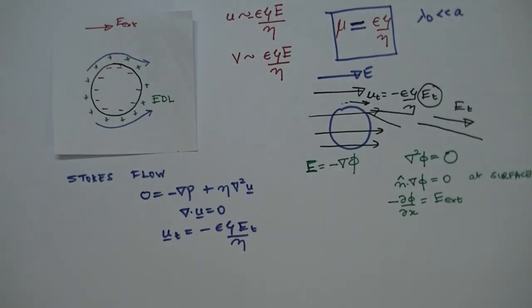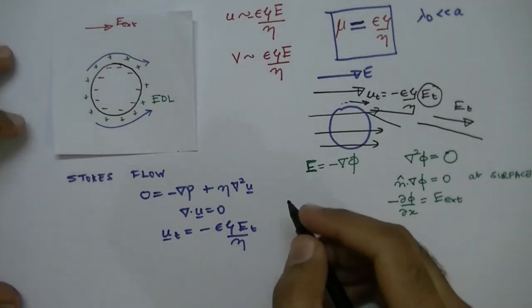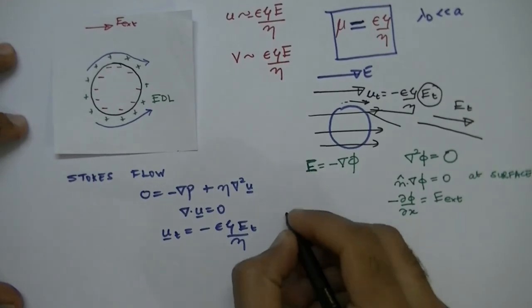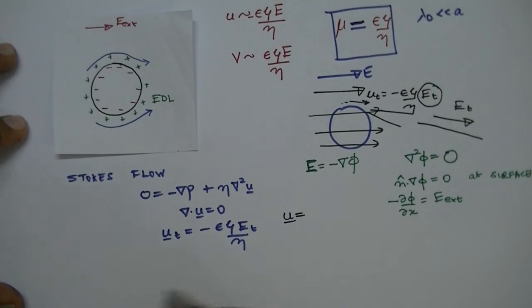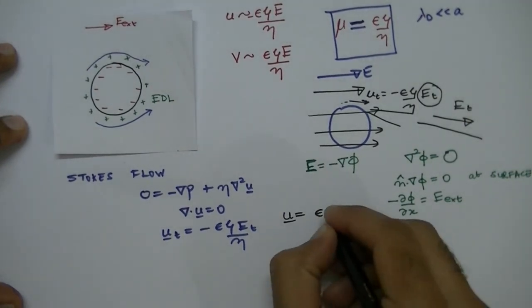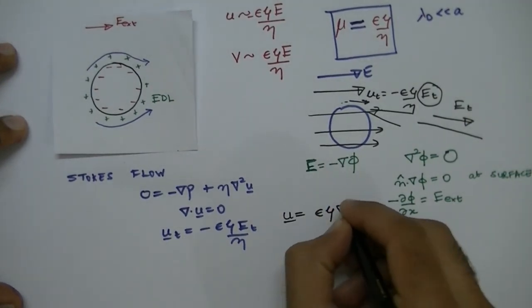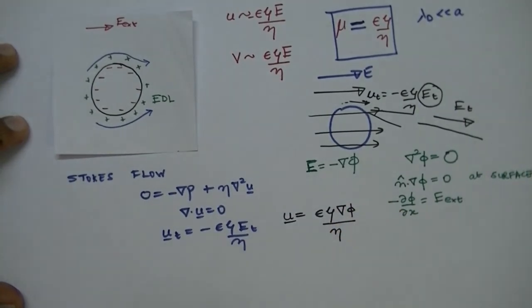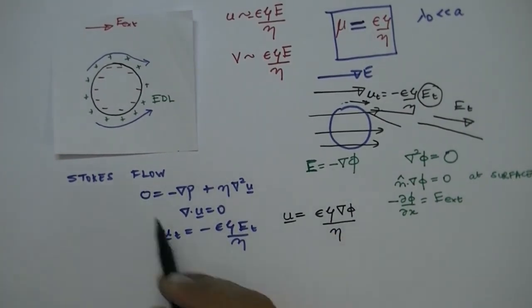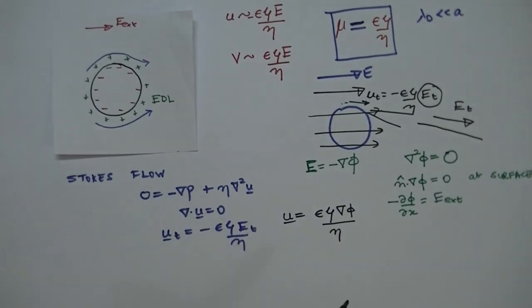So the idea is that if we try a solution of the form, so let's say that using a trick I try a solution of this form, epsilon zeta times gradient of potential over eta. So if we try a solution of this form and it satisfies these boundary conditions, then it is indeed the solution.